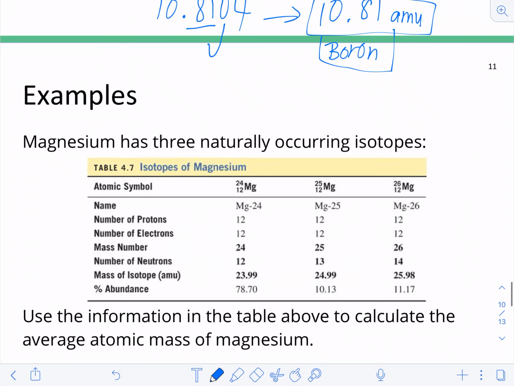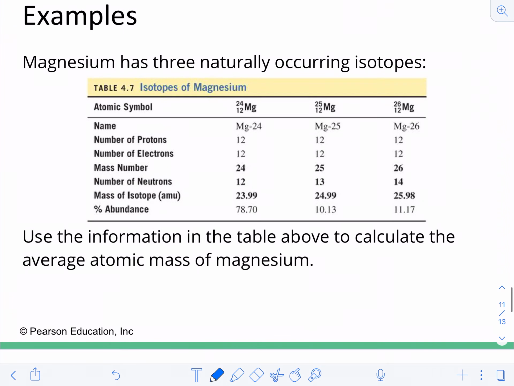All right, so here we have an example for magnesium. It tells us that there are 3 naturally occurring isotopes, and we can see those at the top. We've got magnesium 24, 25, and 26, and I can see it in this isotope notation up here. It says to use the information in the table above to calculate the average atomic mass of magnesium.